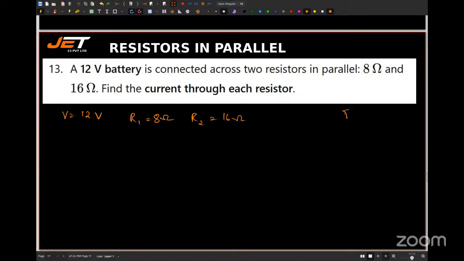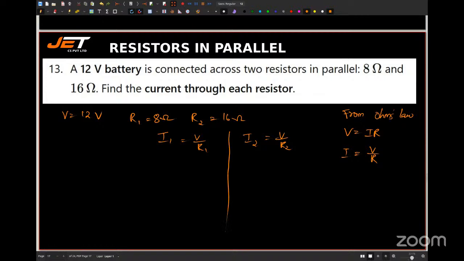From Ohm's law, what do we know? V is equal to IR. So from this, I is equal to V by R. So the current through the first resistance will be V by R1, and the current through the second resistance will be V by R2. So we need to find out I1 and I2. But how do you do that?